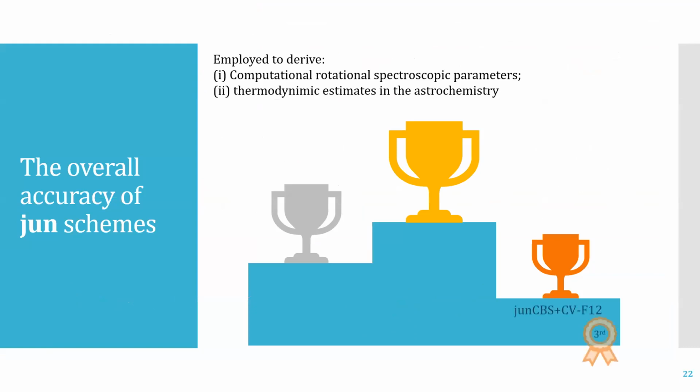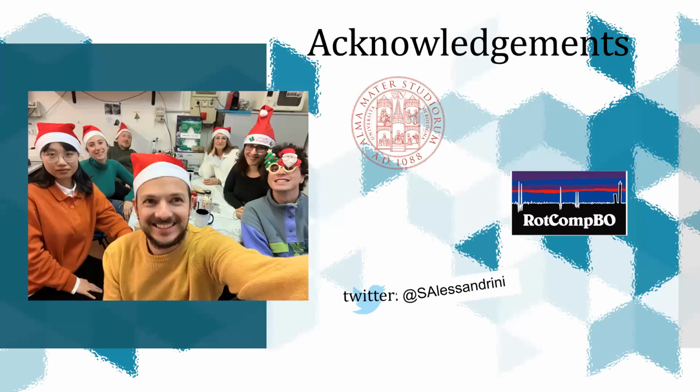And overall, we can say that if we need to understand which is the best composite scheme for the moment, with the F12, of course, the June cheap F12 would win. However, it's not comparable with the June cheap used with standard correlation methods, because this method, the one that is placed in first place, is still cheaper computationally speaking, and we still use it for deriving spectroscopic parameters and thermodynamic estimates and so on.